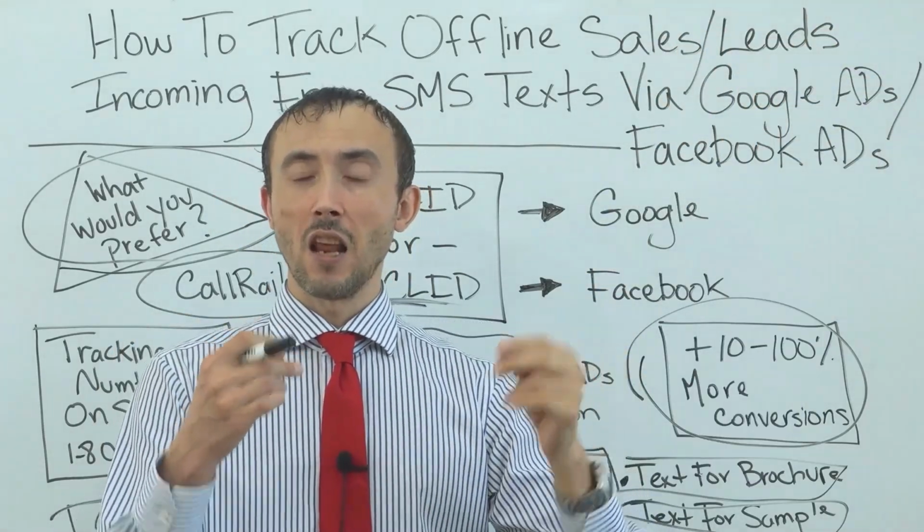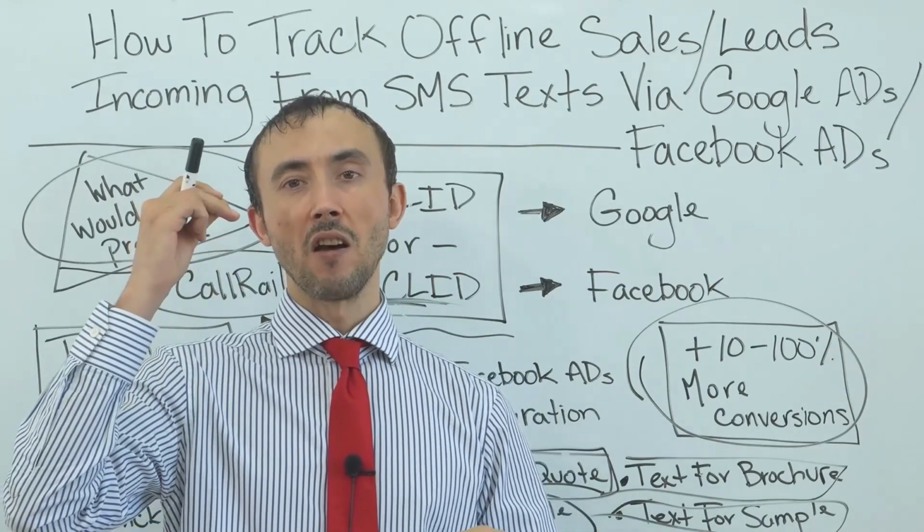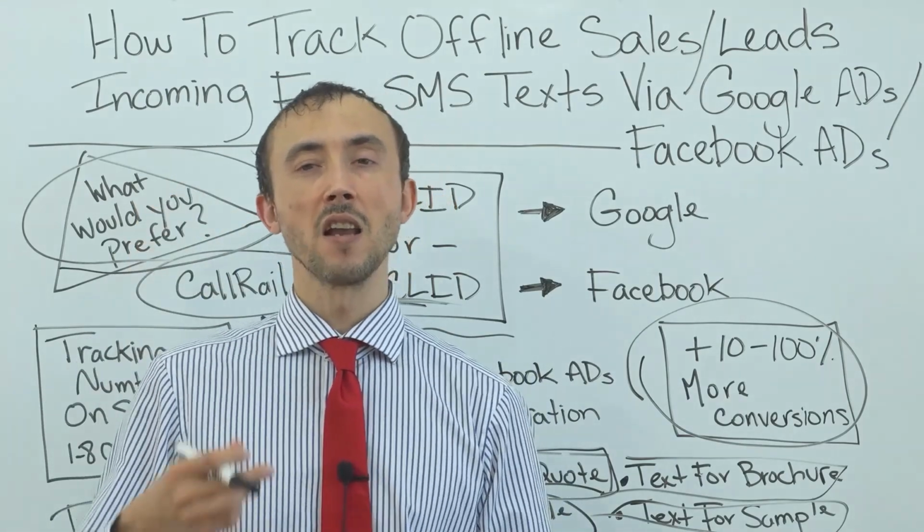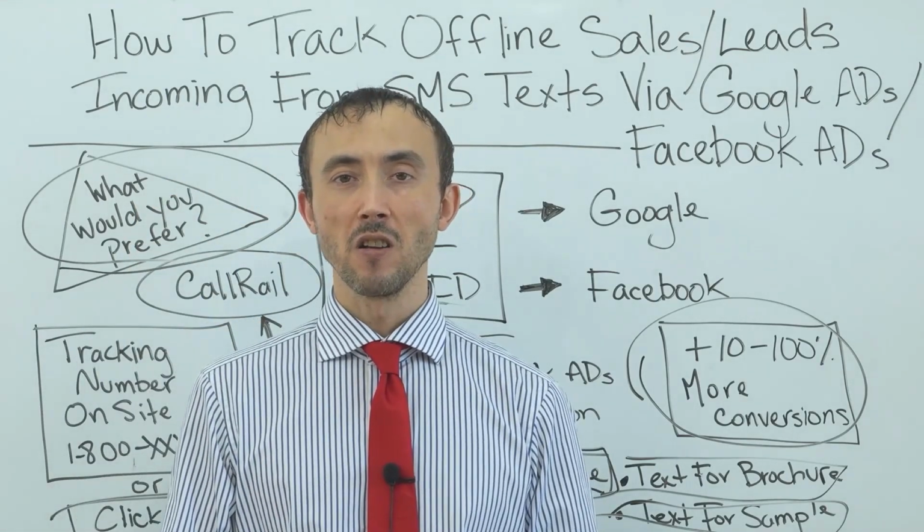So if you want to get, instead of 30% conversion rates, 45, you've got to be able to have a secondary offer to be able to do that.